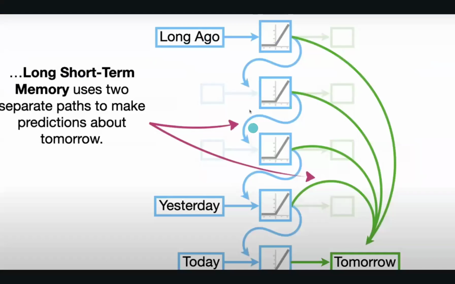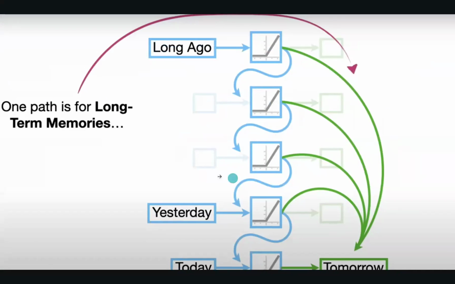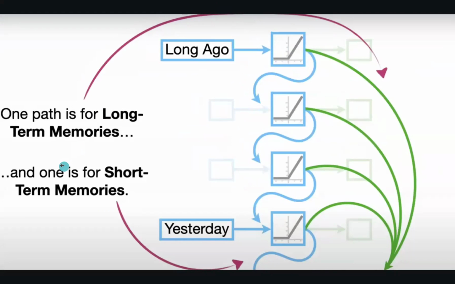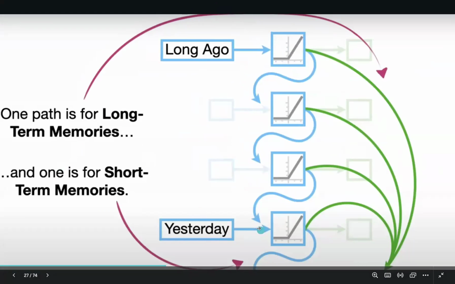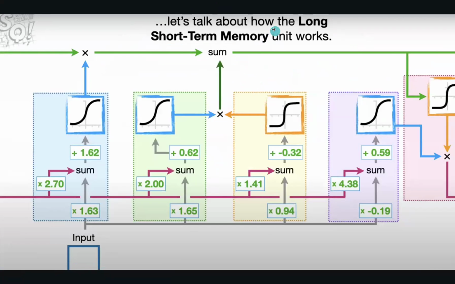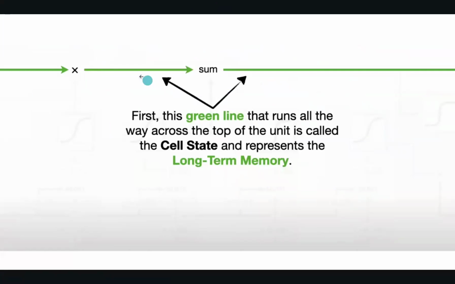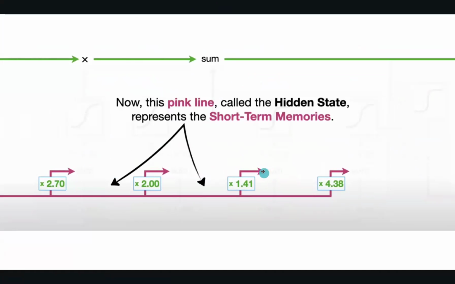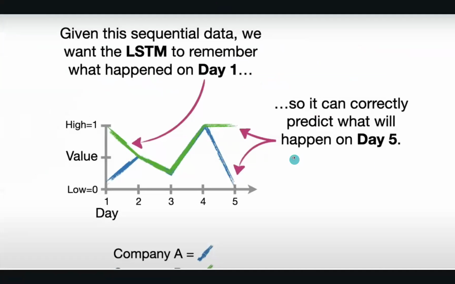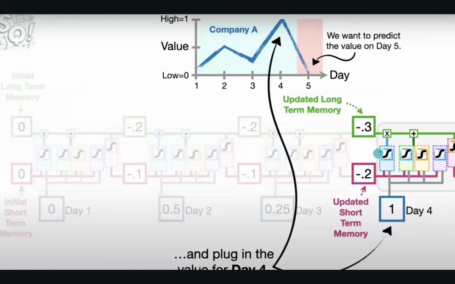The difference between RNN and LSTM is that LSTM actually uses two separate paths to make predictions about what happens tomorrow. It has one path for long-term memories, so memories which come from long back, and one path for short-term memories, which are immediately accessible. Then it uses both these paths together to make the next prediction. In the model, you see there is a line which runs at the top, which is the long-term memory. There is a line which runs in the middle, which is the hidden state for short-term memory. And both of these long and short-term memories combine to help the LSTM make the prediction about what comes next.